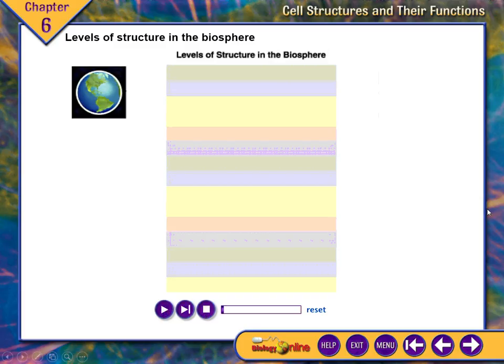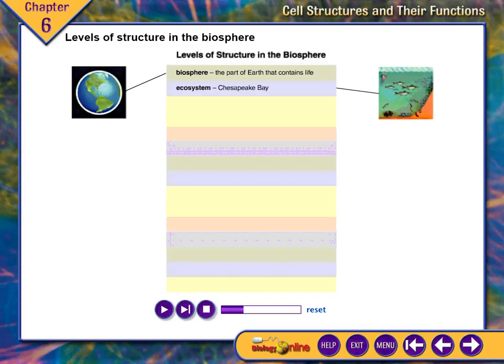Matter in the biosphere is characterized by increasing levels of organization and complexity. Each higher level of order requires a greater input of free energy for its maintenance than the level below it. Starting at the top organizational level, the biosphere is the part of Earth that contains life. An ecosystem is a region within the biosphere, such as the Chesapeake Bay. A community would include all organisms in the Chesapeake Bay ecosystem. A population would include all organisms of one species, such as striped bass within the community.